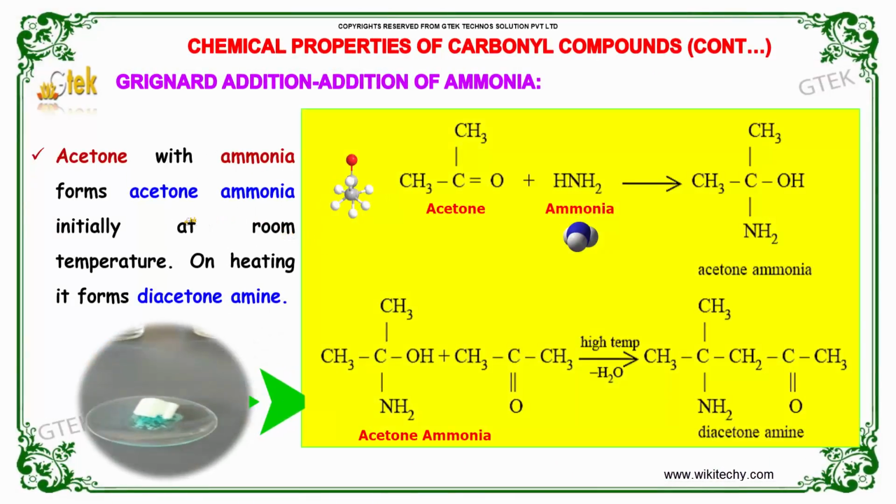Acetone with ammonia forms acetone ammonia initially at room temperature. On heating, it forms diacetone amine. The reaction is as follows. Acetone on reacting with ammonia produces acetone ammonia. At high temperature and on dehydration, it produces diacetone amine.